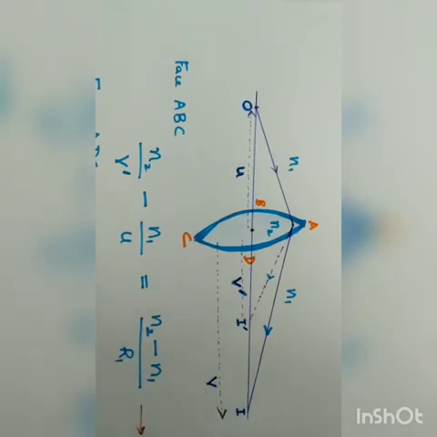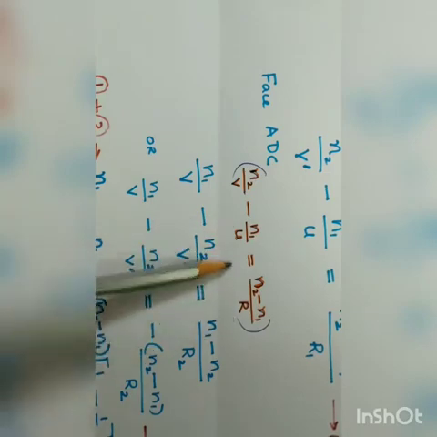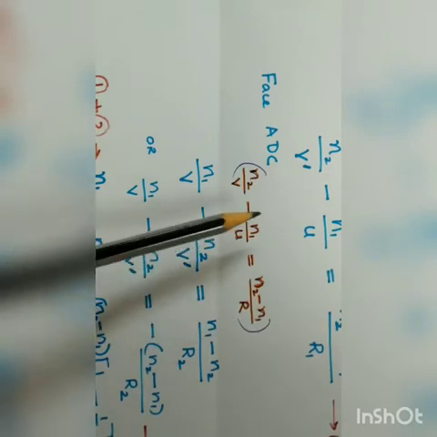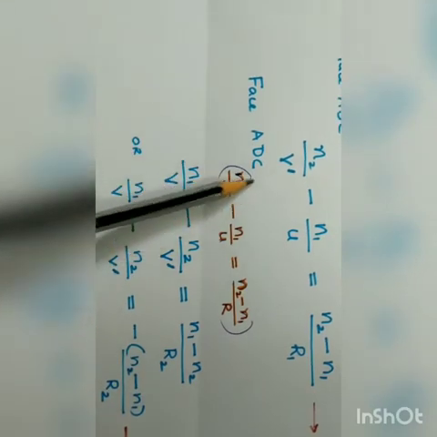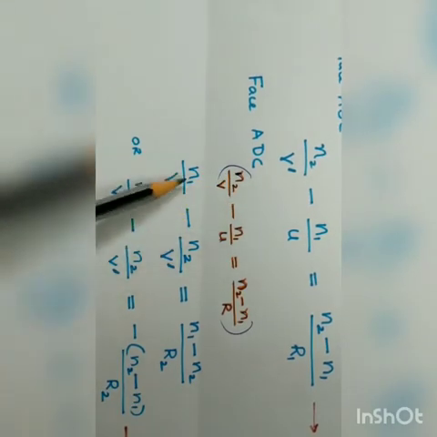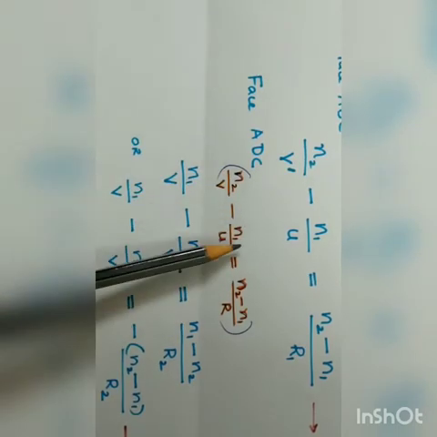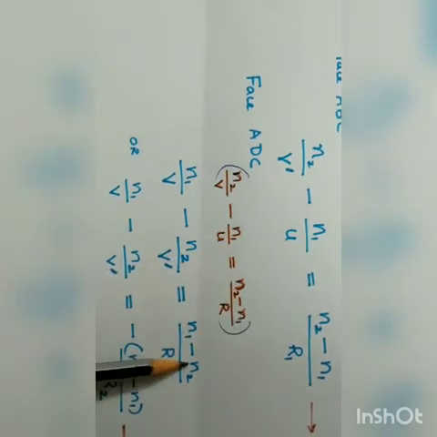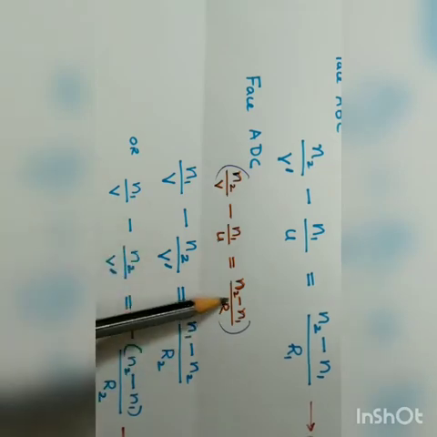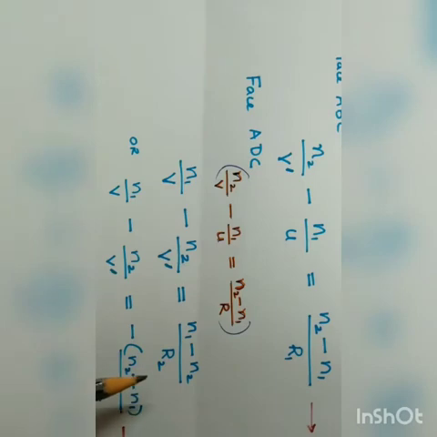So these are the changes that we are going to apply in the formula N2 by V minus N1 by U equals N2 minus N1 by R. Applying the new terms, instead of N2, we are substituting N1, because N2 and N1 are replacing. Instead of N1, I put N2. Here also N2 and N1 get replaced. And instead of R, since this is the second phase ADC, we are going to put R2.